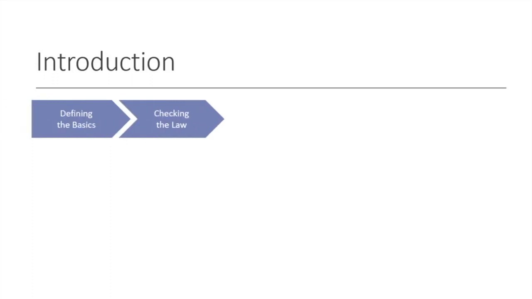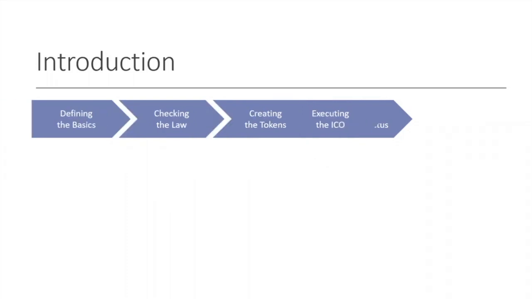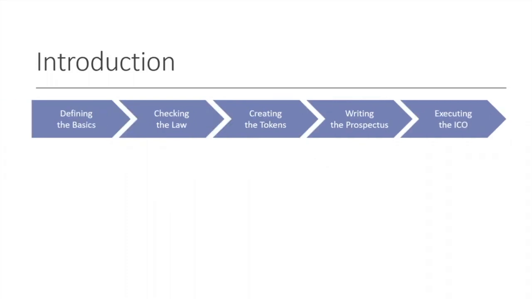For the purpose of this video, I tried to condense the, in my opinion, most important legal aspects into 5 key points, which are defining the basic conditions, checking applicable law, creating the tokens, writing a prospectus, and executing the ICO. These 5 steps can sometimes be interdependent and are therefore not strictly chronological.